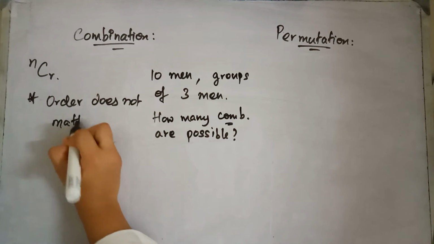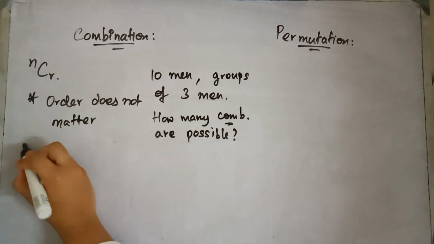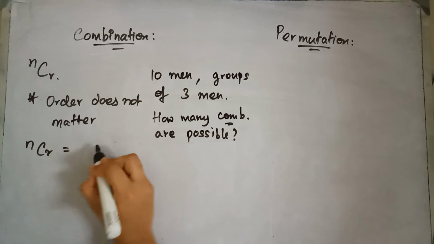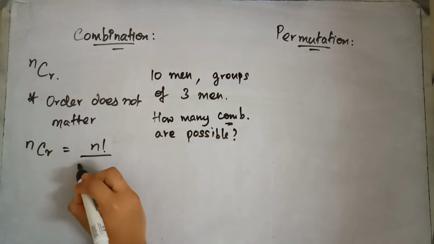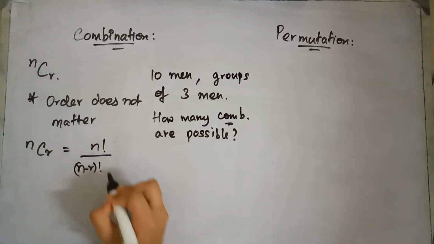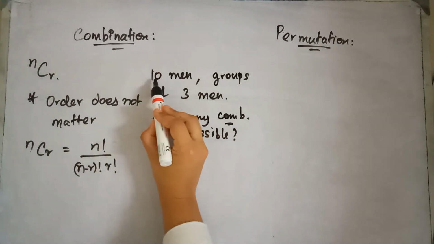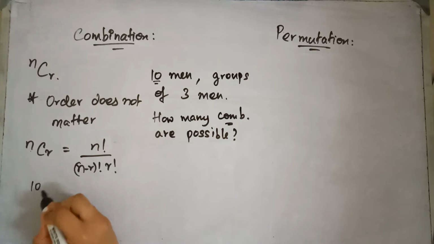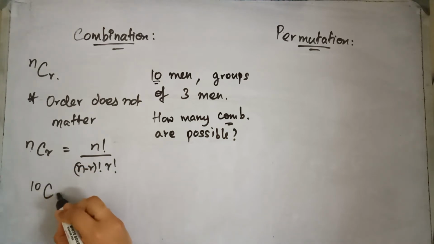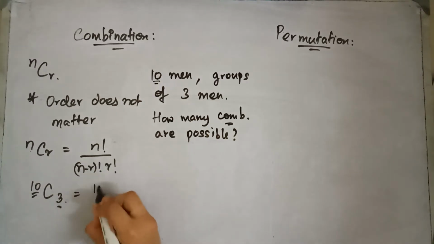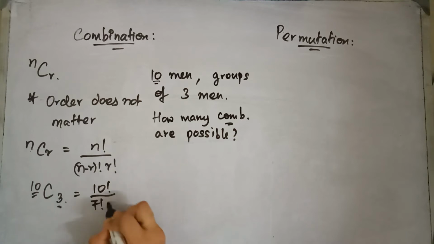Now, let's go through the formula for combination. nCr can be expanded to write n factorial over n minus r factorial and r factorial. Now here n is the 10 men, the total number of men, and r will be 3 because we are choosing 3 out of 10. So this will be 10 factorial over 7 factorial and 3 factorial. This is the formula for combination.